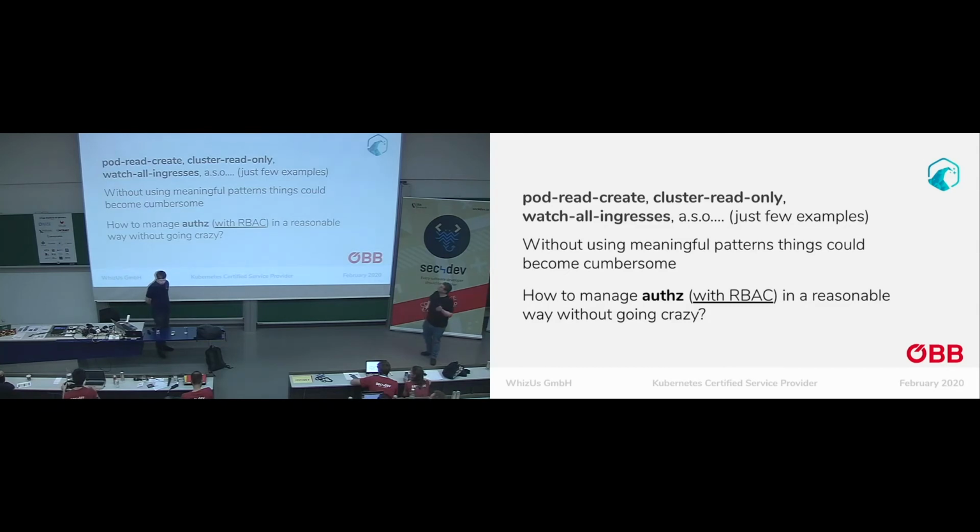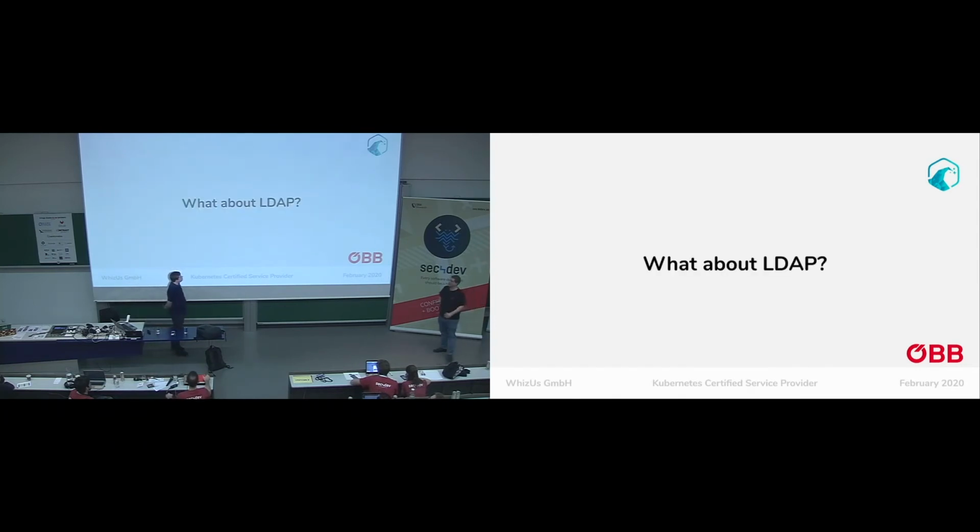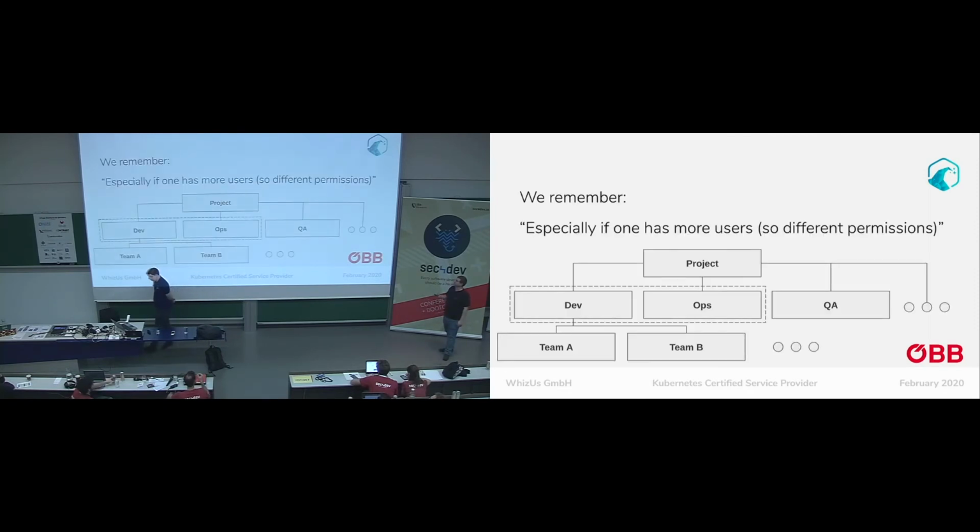So here you can see you will have many roles, and in order to not get the stuff messed up, we need to use meaningful patterns somehow, a naming concept. How are we going to manage authorization with role-based access control in a reasonable way? We have a look at LDAP again. When we have a look at the slide from before, we have a project, we have devs, ops in the project, we have different teams in this project.